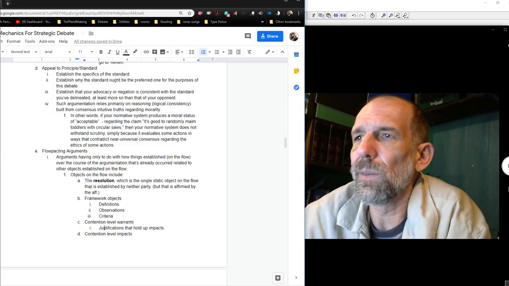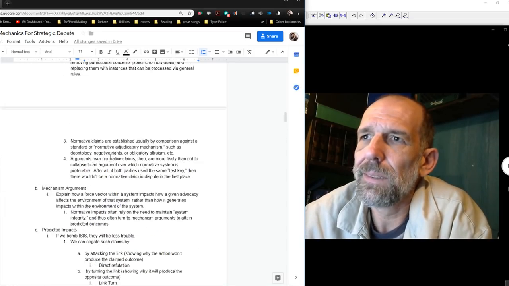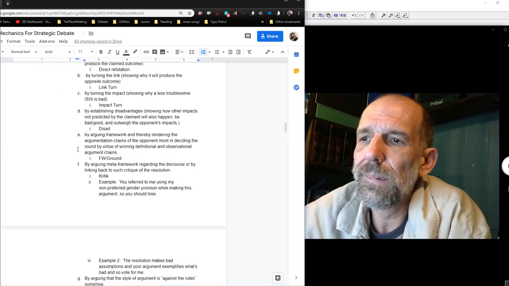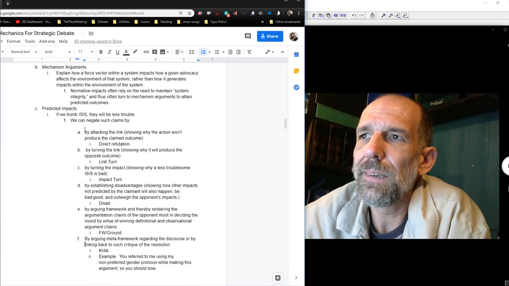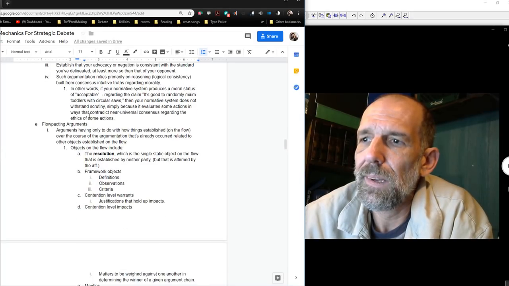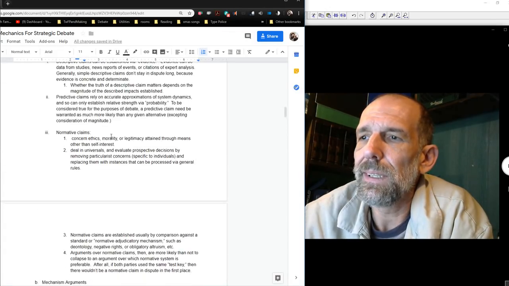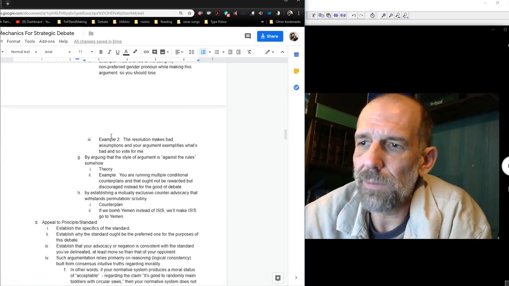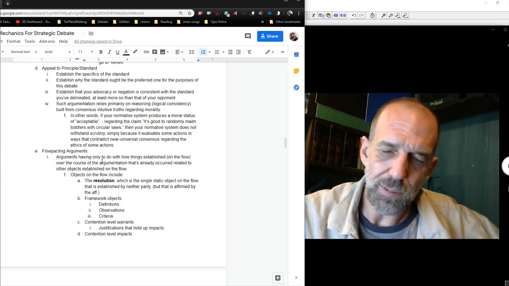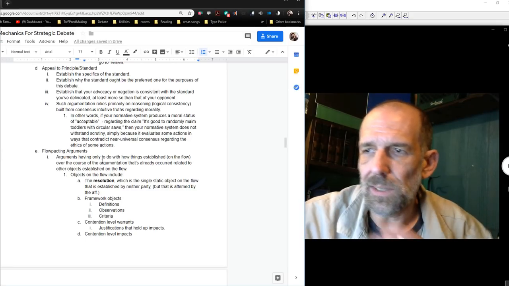Contention level warrants or justifications that hold up impacts. As is pointed out up here, you know, like different kinds of establishing of impacts right here. And then here, we start getting into negation area tactics, right? But even negation area tactics are really a strategy of doing the same thing, which is establishing some sort of impact on the flow. It might be the impact of knocking over your opponent's argument. And that's what flow packing arguments are about. They're not about any longer the predicted impacts on the contention level or definitional level even, but just how those things relate to each other.